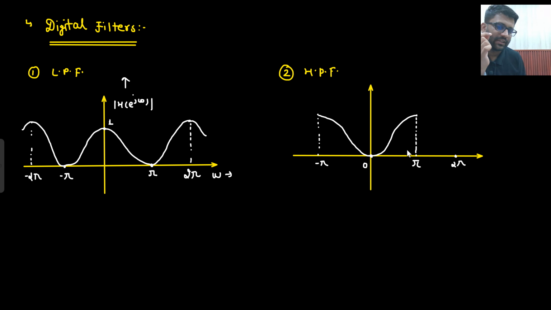That means around the center, these frequencies will be passed, and basically this particular same waveform will be taking place around 2 pi as well. So minus pi will become plus pi, 0 will become 2 pi, and plus pi will become 3 pi. So this kind of response you will get. Yeah, in that manner.